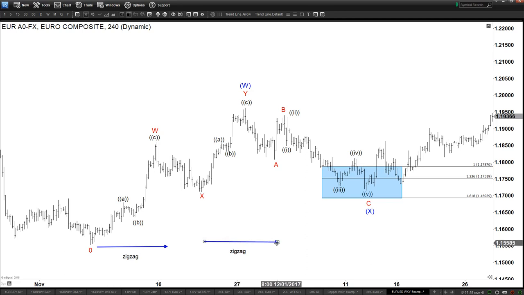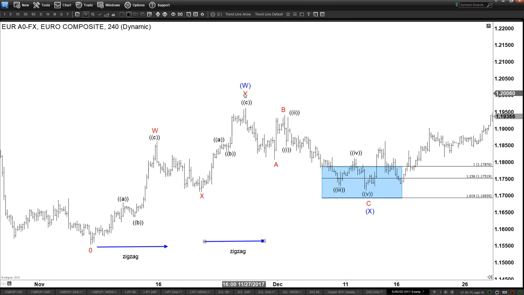WXY is a very common corrective structure, by the way, in the market, especially if you're trading Forex. So if you are trading Forex, you may want to really learn how to label the corrective structures well, instead of always looking only at the 1, 2, 3, 4, 5.